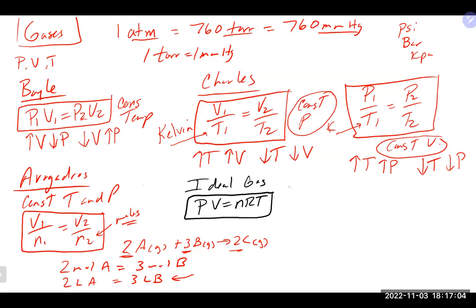It is also the most restrictive in terms of units. Pressure here needs to be in atmospheres. Volume needs to be in liters. N should be in moles. And T should be in Kelvin.